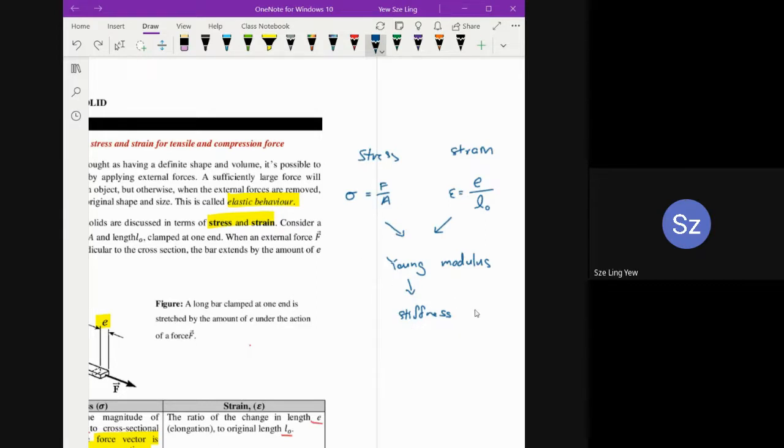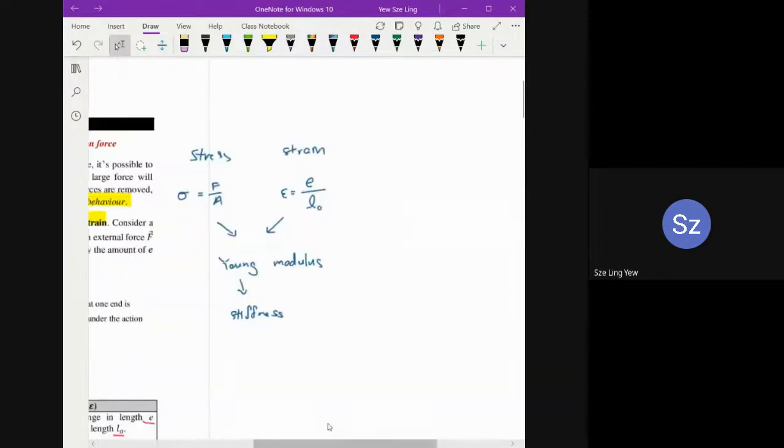So the equation that we use for Young modulus: Y equals sigma over epsilon, which is also equal to F L naught over A e.